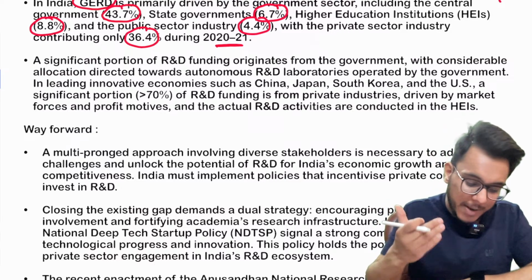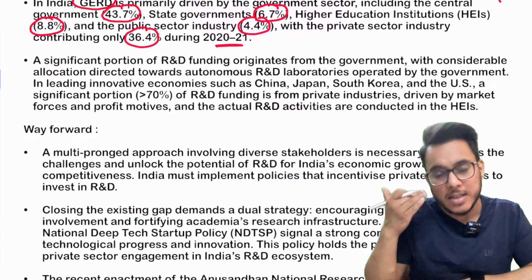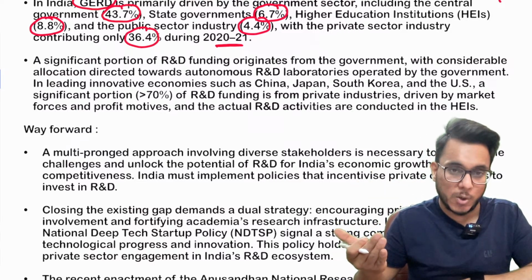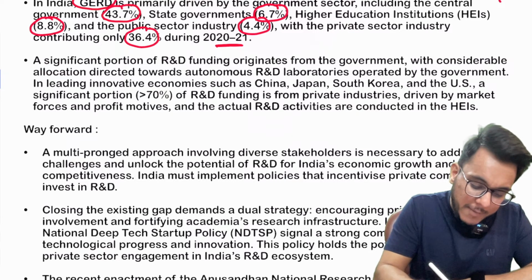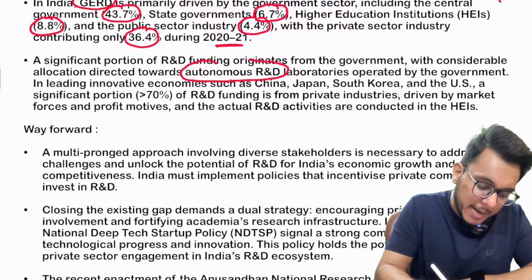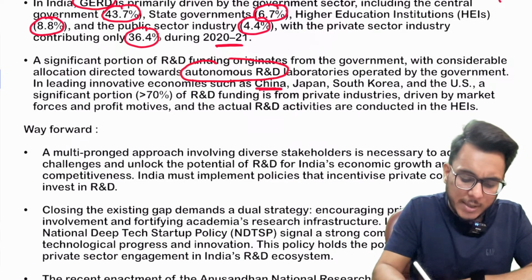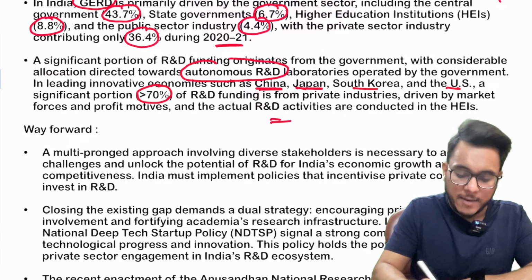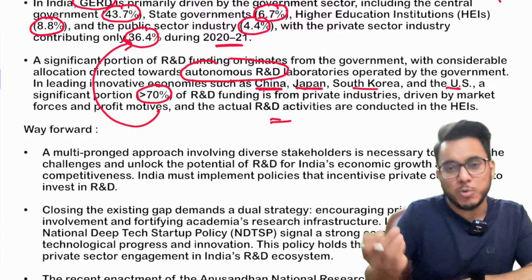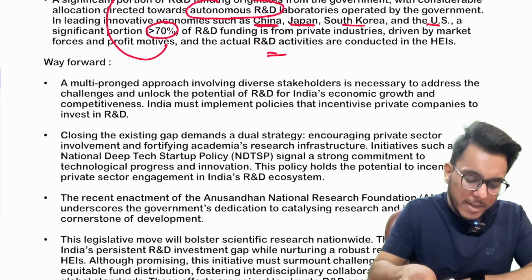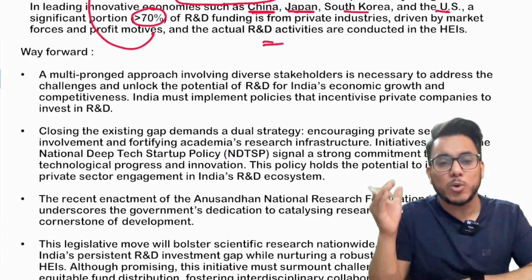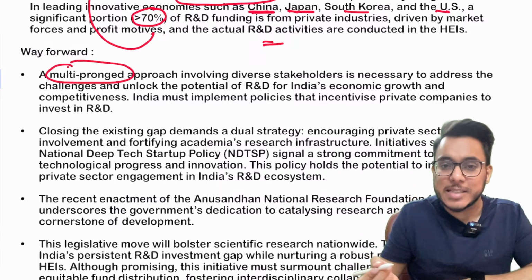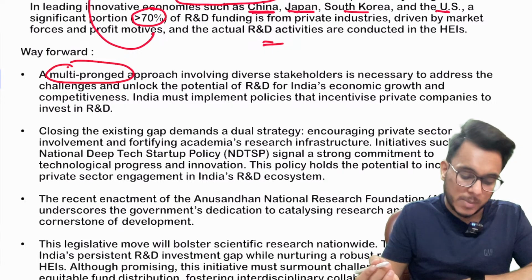Actually, what has happened in many of the developed countries is that the private sector funds R&D labs. Basically, funding by the private sector is directed towards autonomous R&D labs, and this is followed in China, Japan, South Korea, USA, where around 70% of expenditure is by the private sector. But in India, it is half, around 36.4%. So we need to nudge the private sector to invest in R&D. Here a multi-pronged, multi-stakeholder approach is needed to address this challenge.